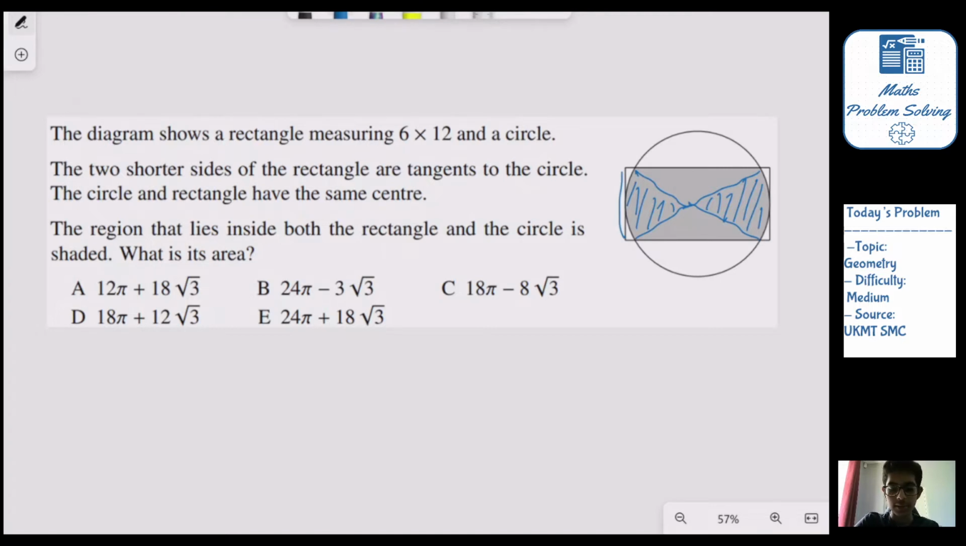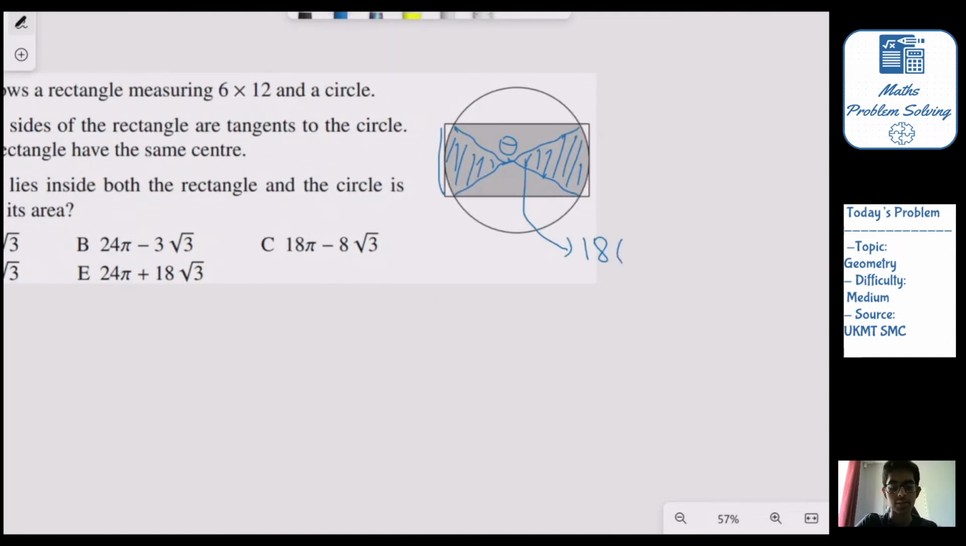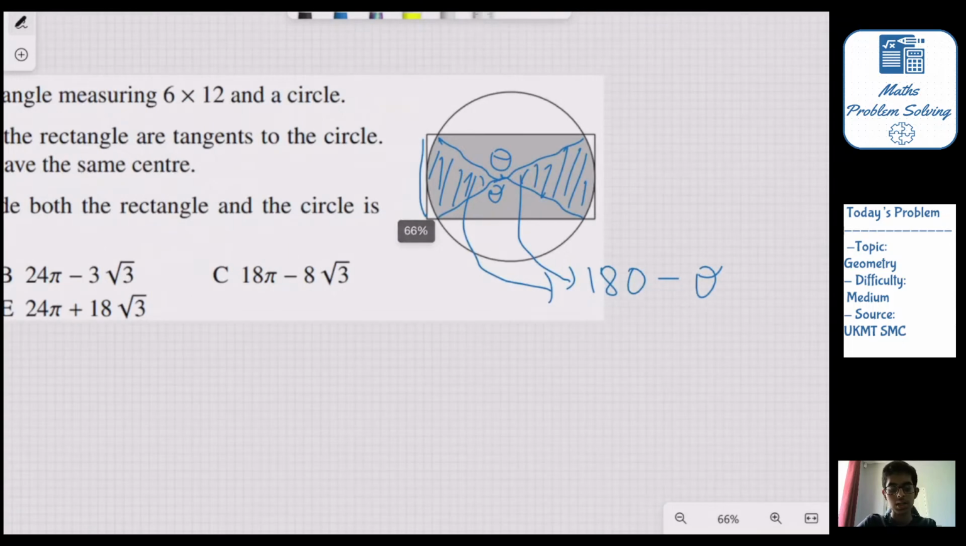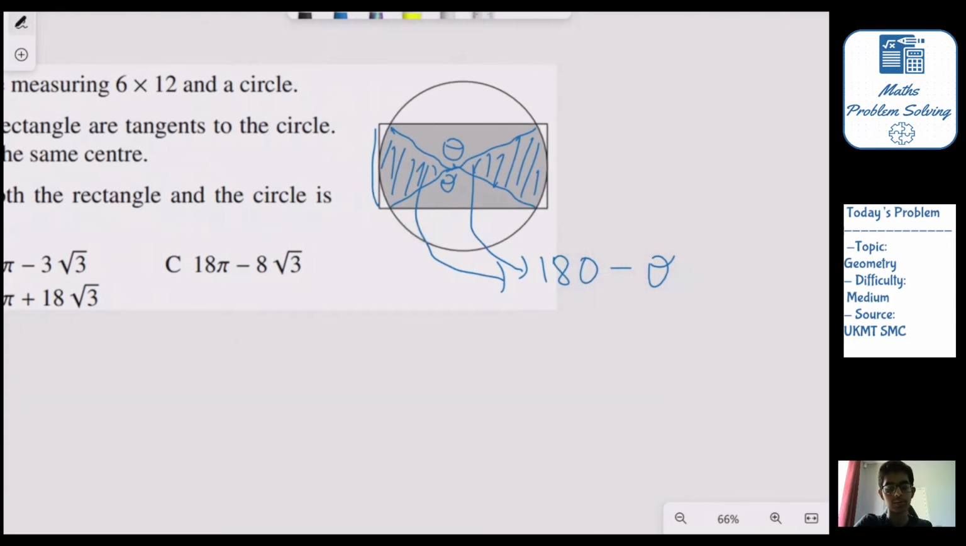So if we label this angle as theta, we can label this angle as 180 degrees minus theta, since they're both on a straight line. We can also label this angle as theta, and this angle is 180 degrees minus theta. These 2 opposite triangles and 2 opposite sectors are congruent. Just visually as well, it looks like it, but I can prove it. I won't now. Let's just get on with the actual question. So we need to basically work out what theta is. That will help us significantly.